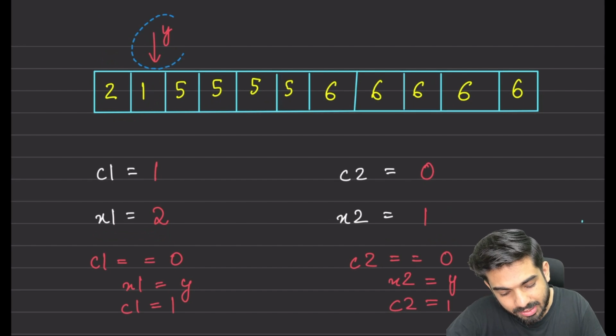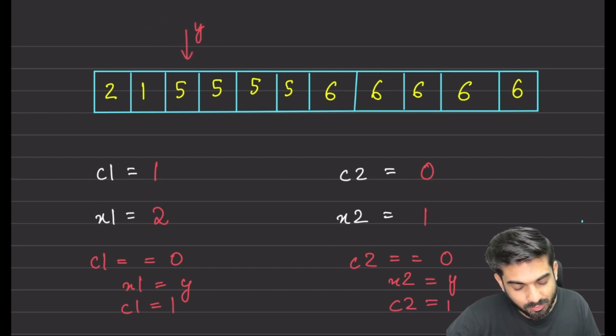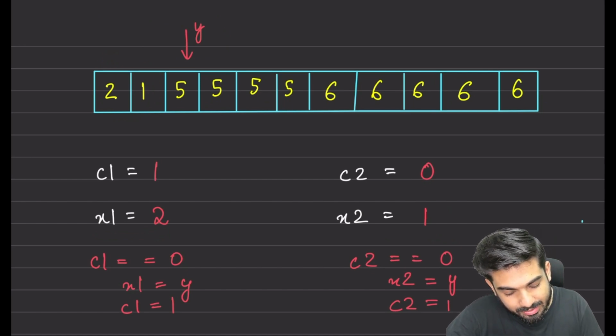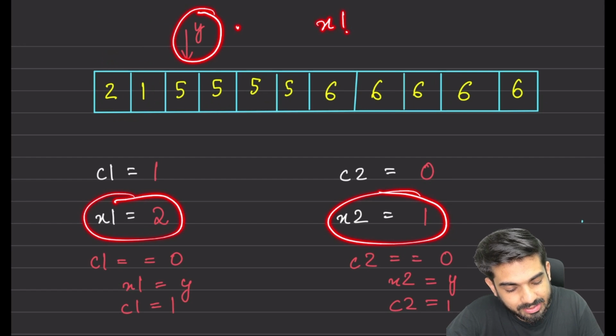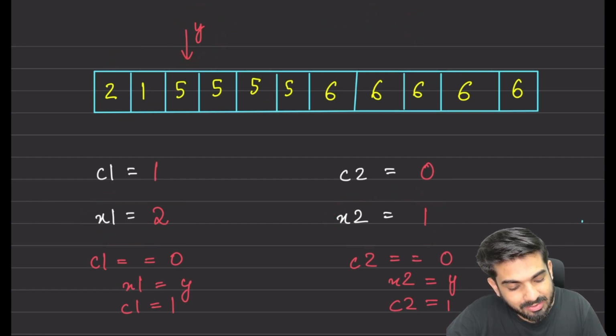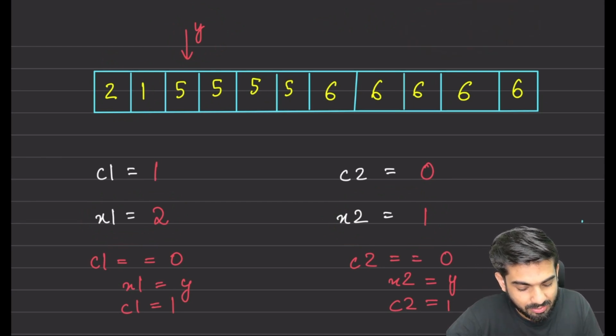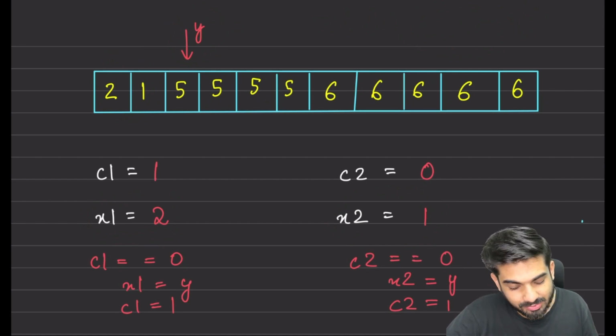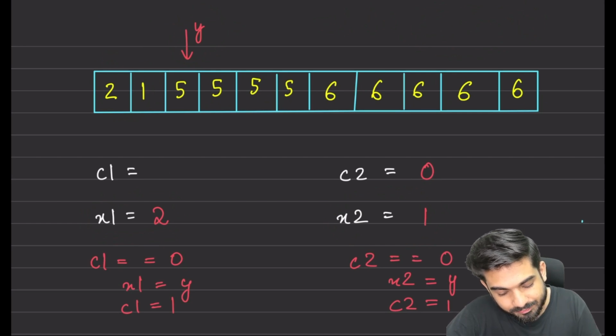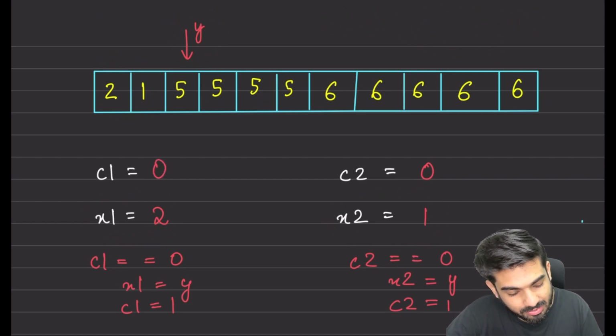Now as soon as I go to the next Y, you need to understand here that X1 and Y, X2 and Y are not the same. X1 is not equal to Y and X2 is not equal to Y. Since they are not equal to Y, what do you think we'll try to do? We'll update the elements by decreasing their frequency. I'll decrease this value to 0 and this value to 0. So these values have become 0 now.